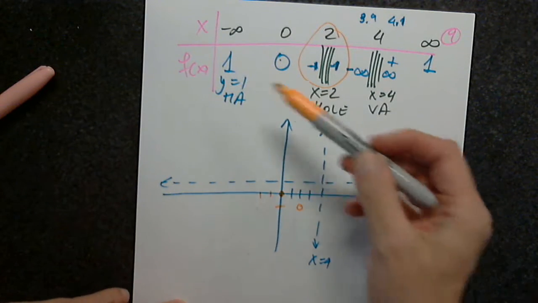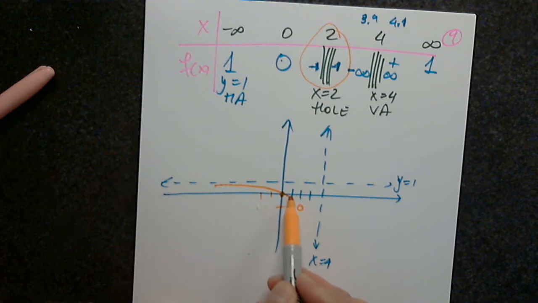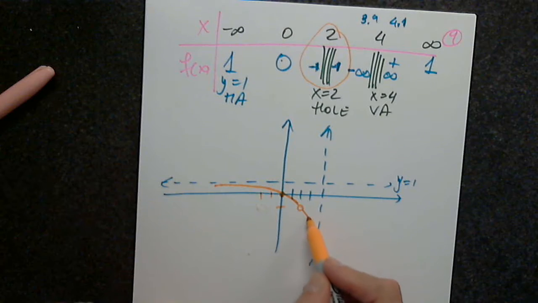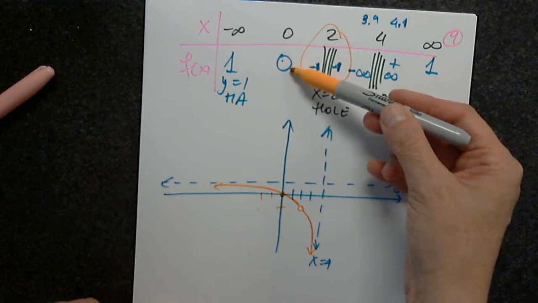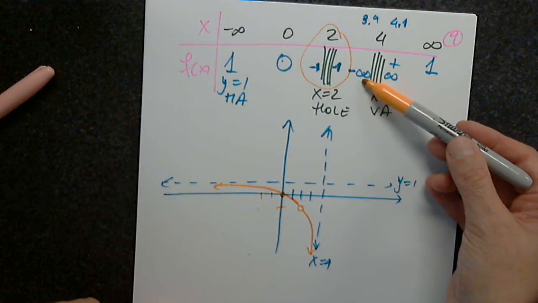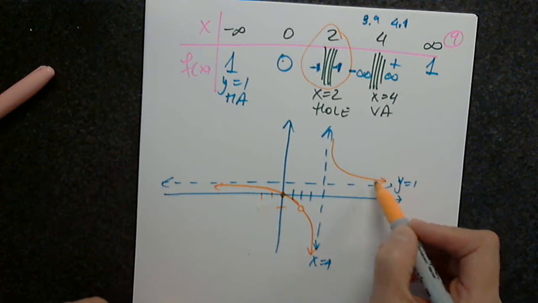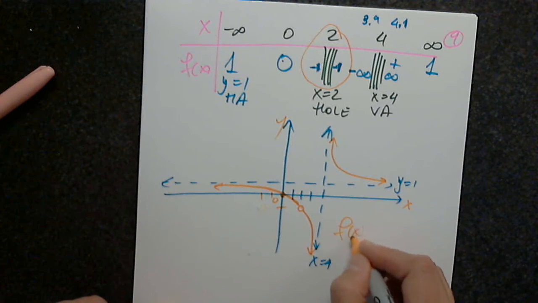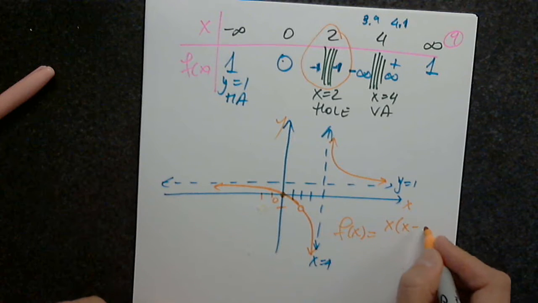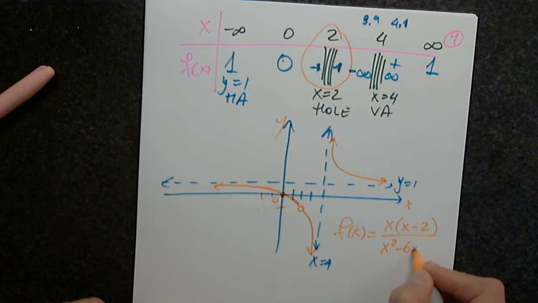Okay, so from 1, crossing at the origin, going through this point, approaching negative infinity. From 1, going through the origin, going through this point, approaching negative infinity. On the other side, from positive infinity to 1. So this is our function. What was it? x minus 2 over x squared minus 6x plus 8.